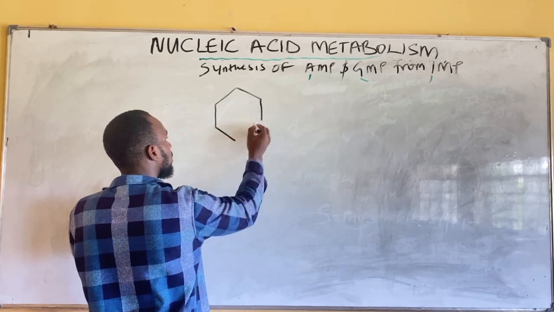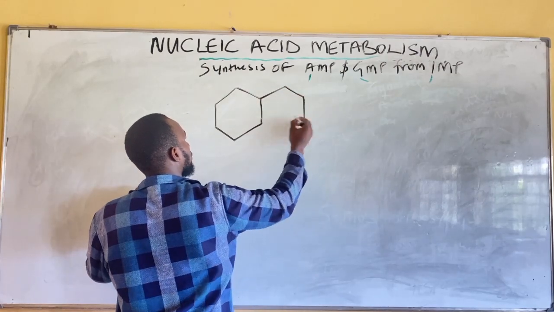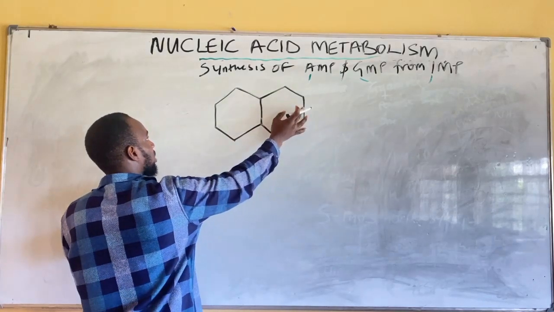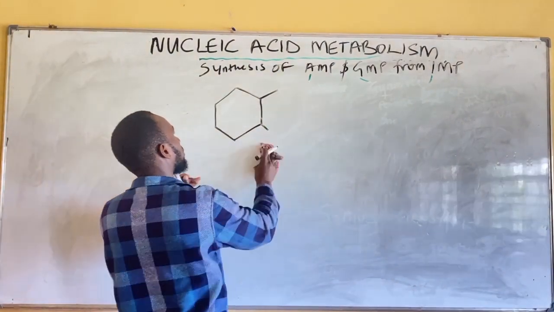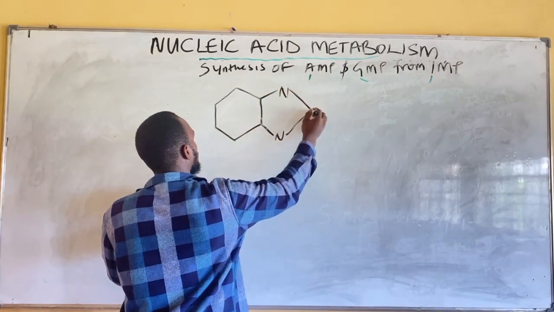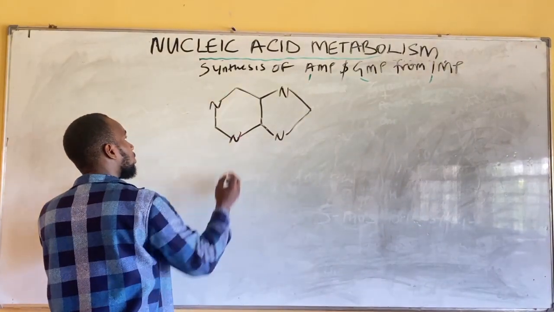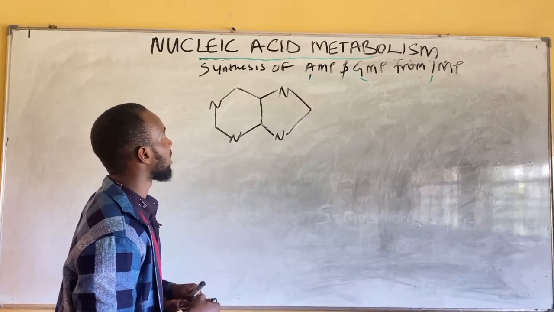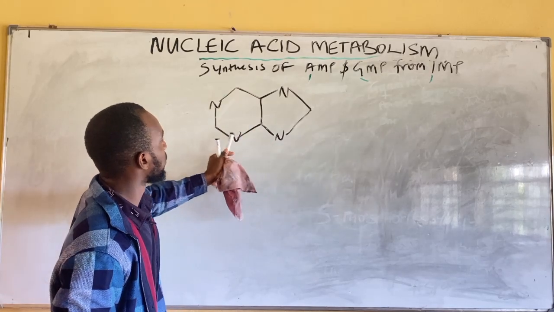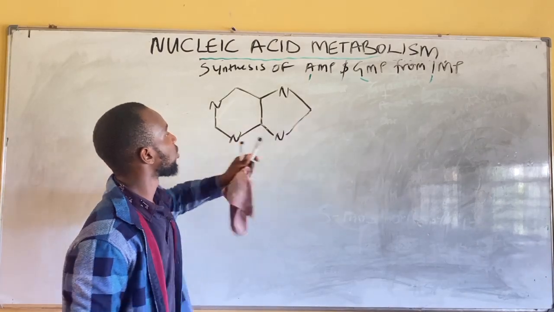Remember that this is a purine ring. There's a pyrimidine part of it, and then the imidazole ring that is fused. There's a nitrogen here, a nitrogen here, a nitrogen here, nitrogen here. All these corners represent a carbon. So here is a carbon, here's a carbon, here's a carbon, and so all of them represent a carbon.